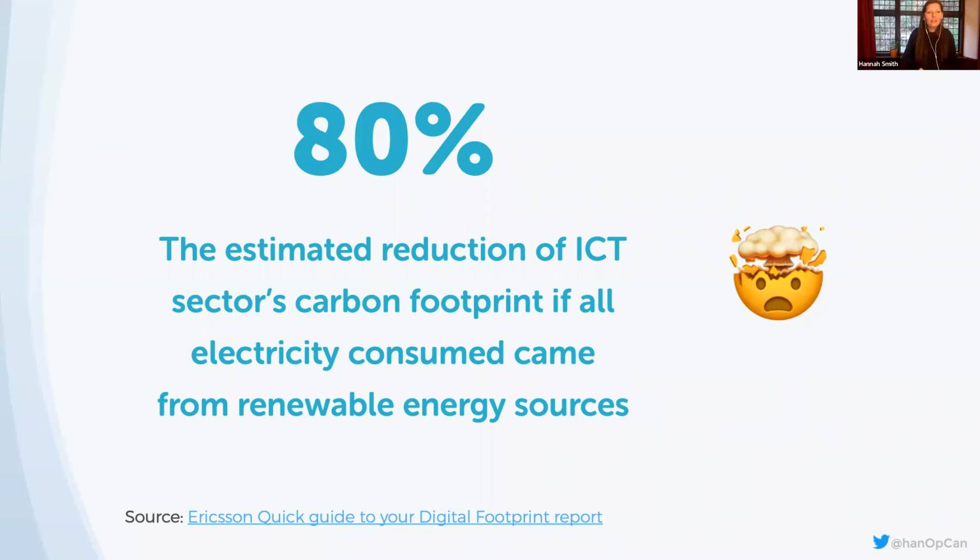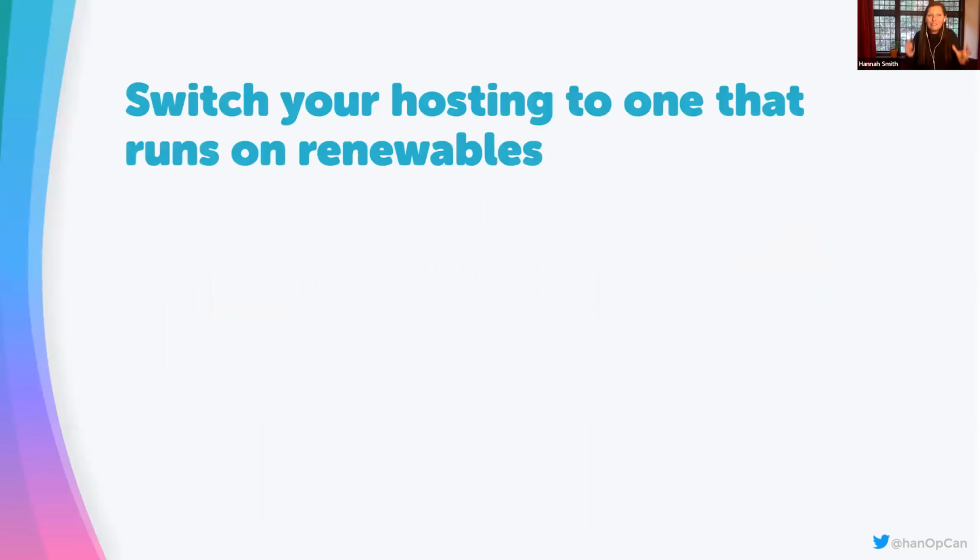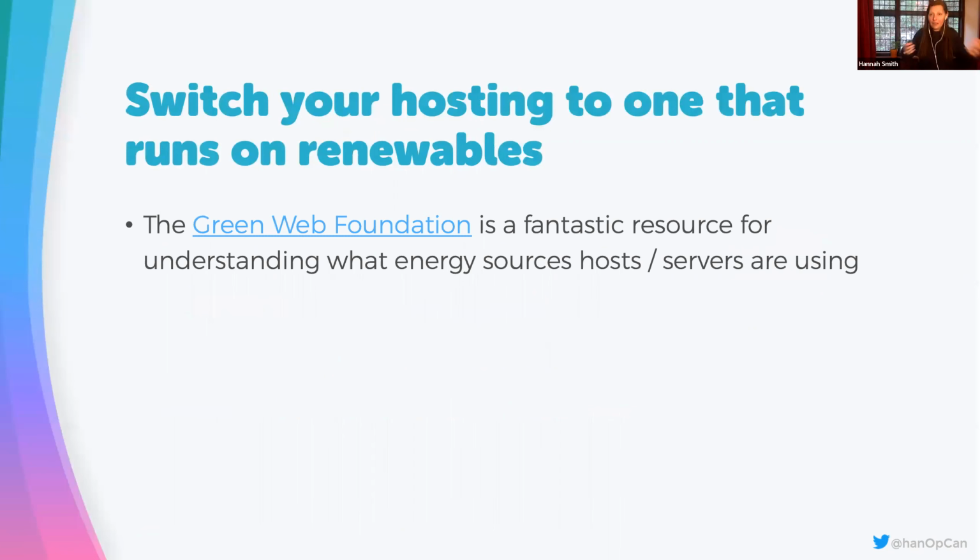This is a stat from an Ericsson report that says the estimated reduction of the ICT sector's carbon footprint would be 80% if all electricity consumed came from renewable energy sources. So really strong takeaways: switch your hosting to one that runs on renewables, switch your home office if you have one, and your workplace to running on renewable energy does make a difference. And the Green Web Foundation has a fantastic resource and a fantastic data set for understanding what energy sources hosts and servers are using. You can go on their website, put in any URL and get a sense of what energy sources that hosting is running on.